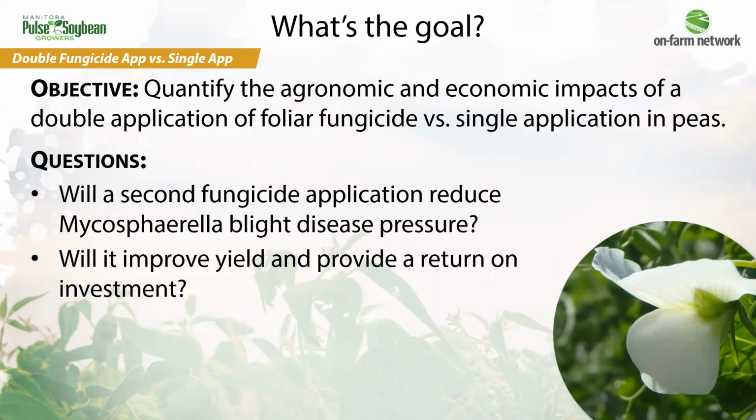The second fungicide trial type is comparing 2 applications of fungicide versus 1, also called a double versus single app. The questions we're looking to answer are, will a second application reduce disease pressure? Will it provide a return on investment as well as improving yield?